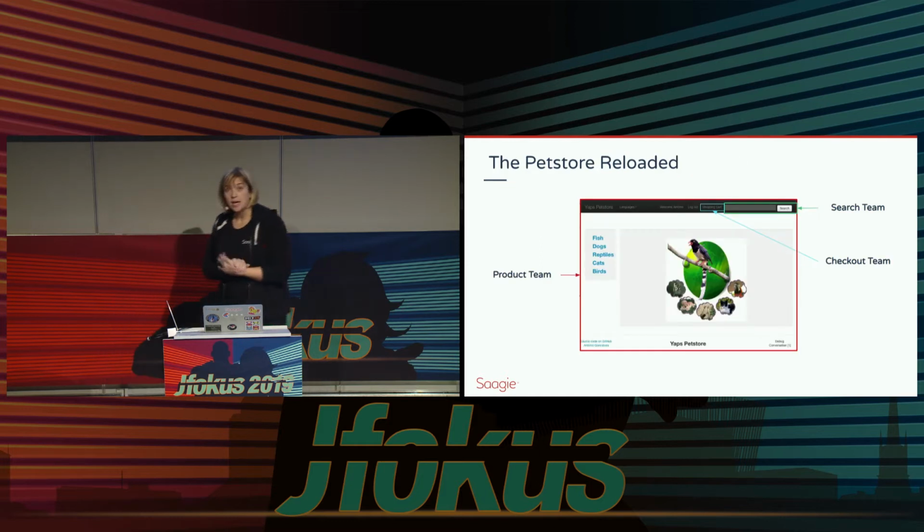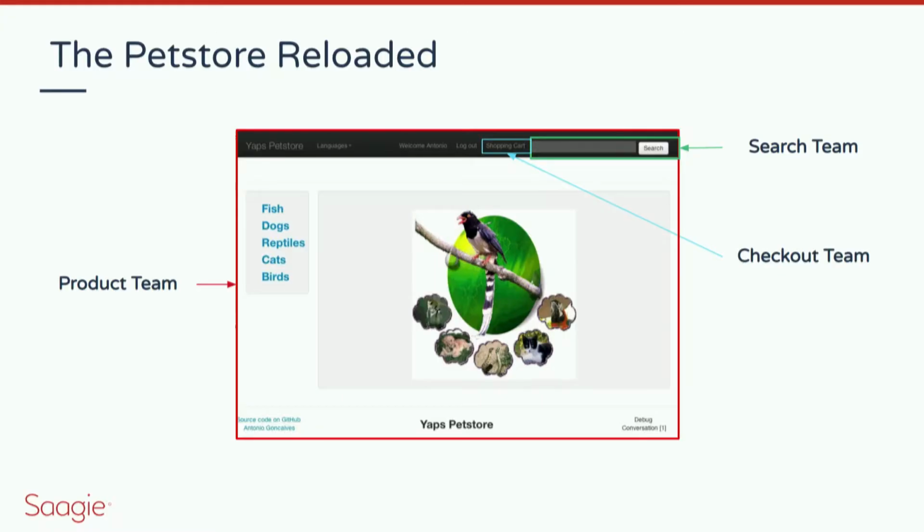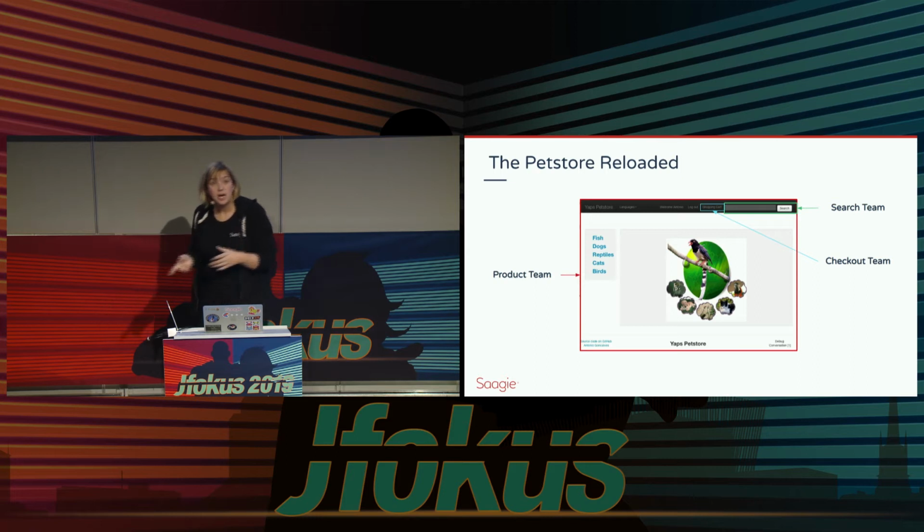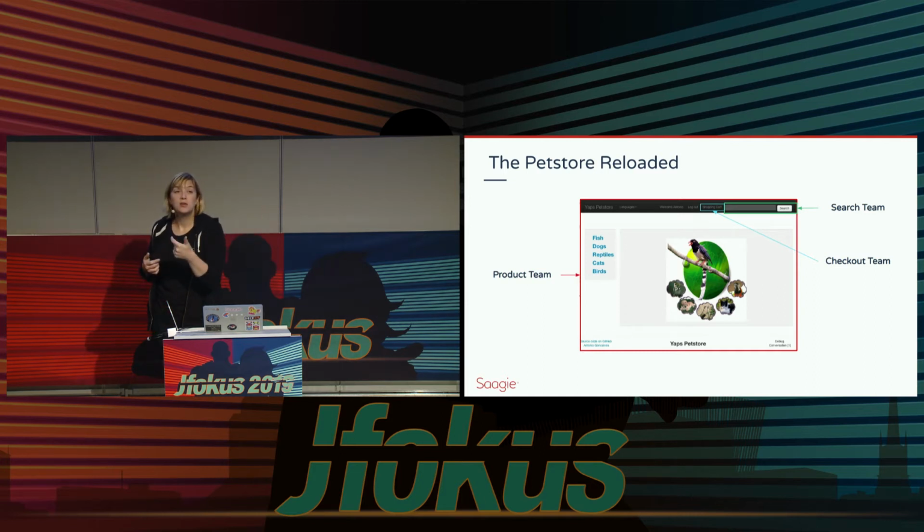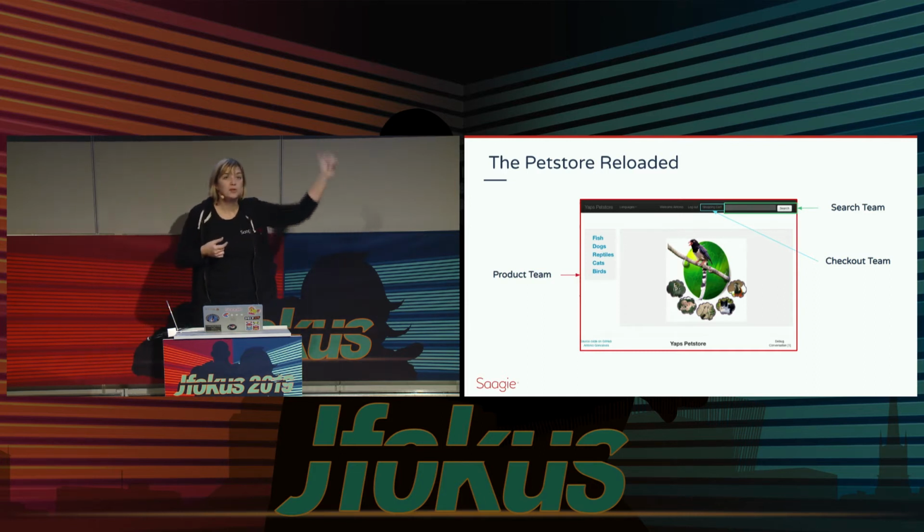So, if we're looking back at our pet shop example, a little bit optimized now, it would mean that, for example, you would have the product team, which is in charge of this page, the main page, and that's the only team in charge of this page. Okay, and this team is going to use components provided by other teams. So here, for example, the product team is going to use the checkout menu provided by the checkout team, and the search bar component provided by the search team.